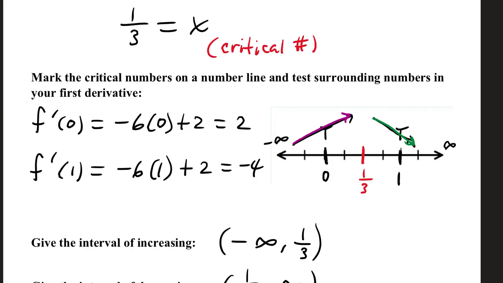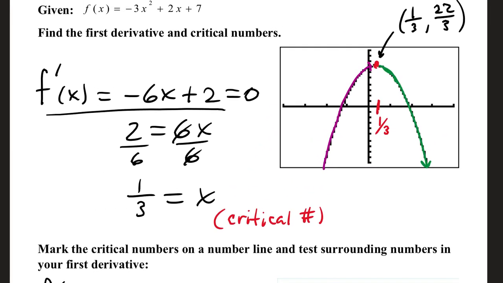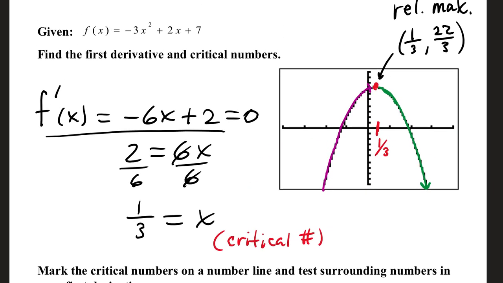Let's go back to the top, and sure enough, the top of our hill has an x value of 1/3, the critical number, and a y coordinate of 22/3. That's the original function's value with the critical number subbed in. So this point, input and output, represents the top of the hill.